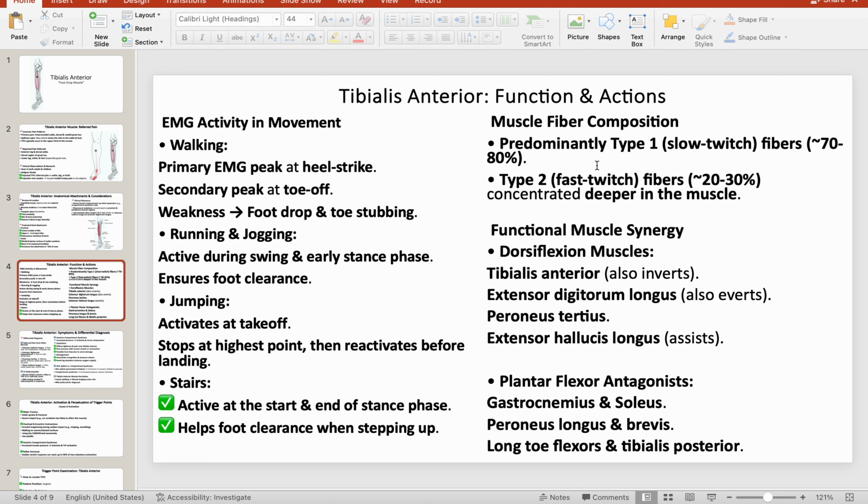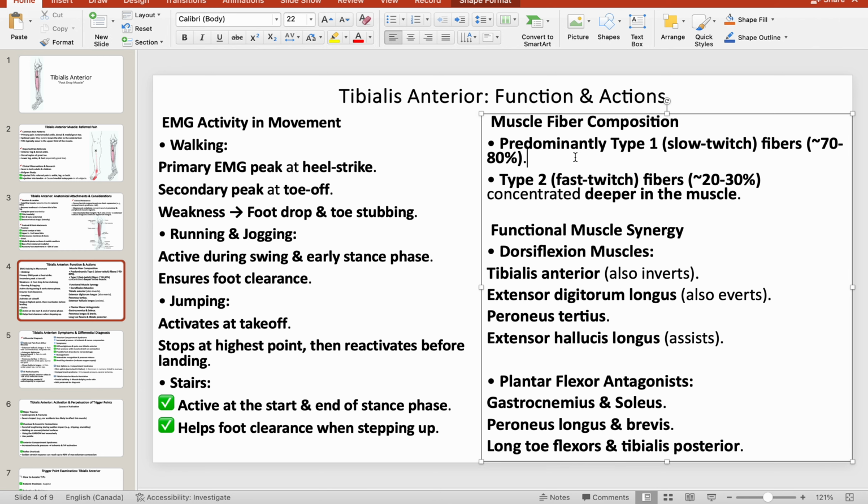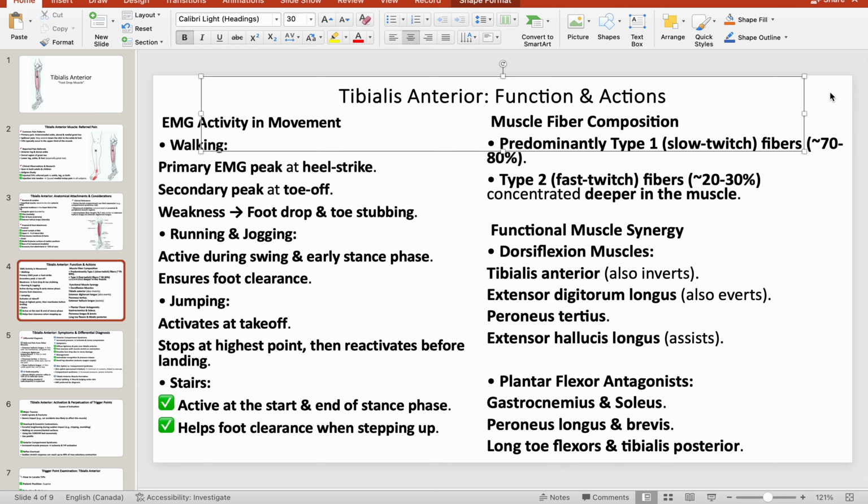So these are little things that you can use, especially Poonam yourself as a chiropractor, because you're going to get a lot of foot people coming in for orthotics and different things. This will give you a good idea as to which muscles are firing and which ones aren't. And then secondary peak is at toe off. Why do you guys think the secondary peak would be at toe off?